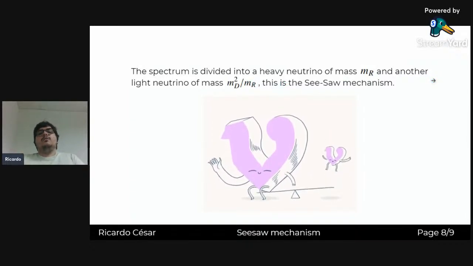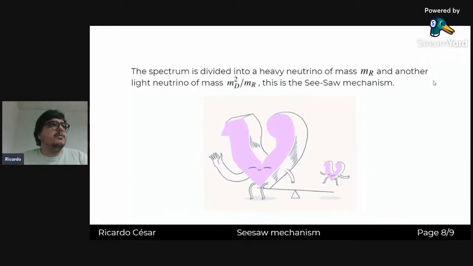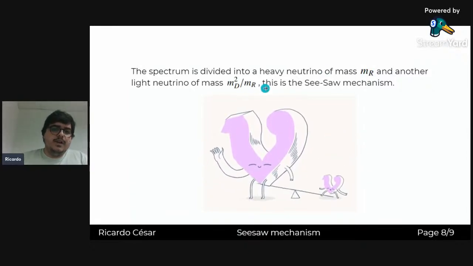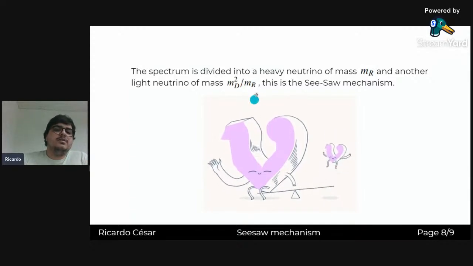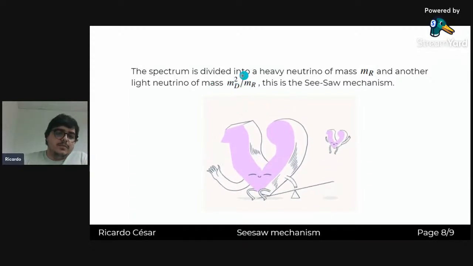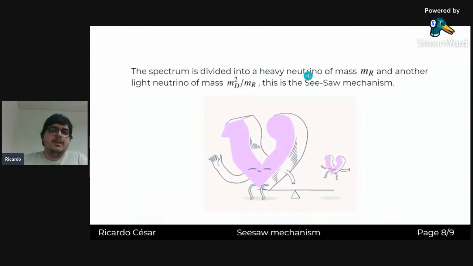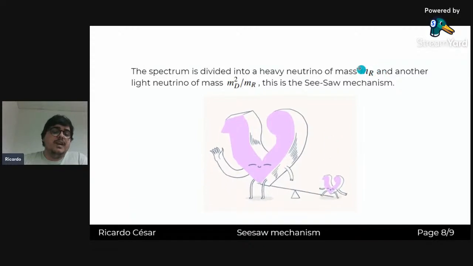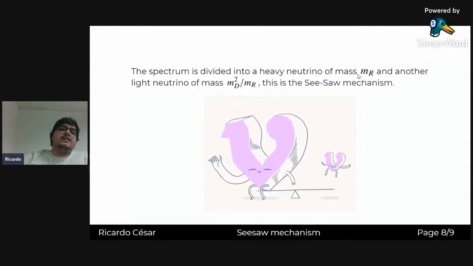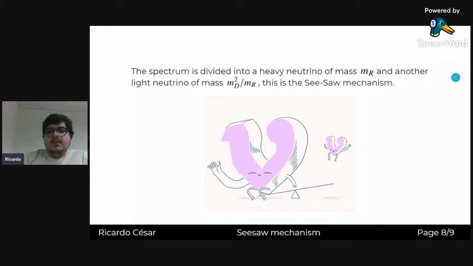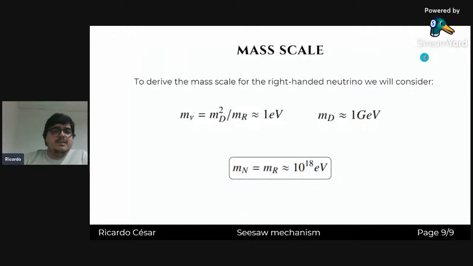What do I mean? When you have, for example, a large mr mass, this term here is small, and you have a small mass for neutrinos. So this complete term is the light neutrino, and this term here is the mass of the heavy neutrino. Okay, so when you put the mass of the heavy neutrino at very, very large scales, it decreases the mass of the light neutrino.